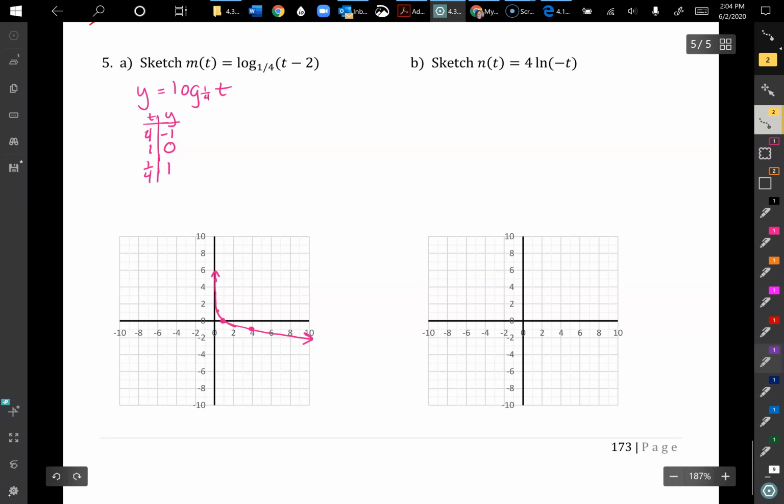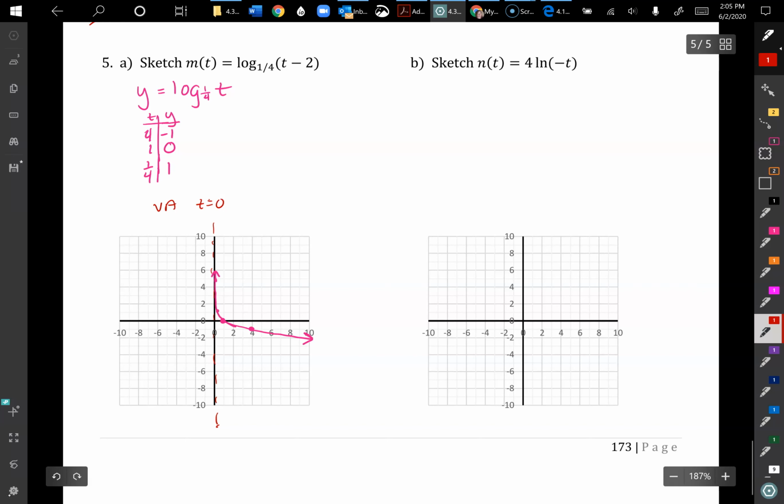Okay, so what I've done here is sketch m of t equals log base 1/4 of t minus 2. So I know I can't have t equal to 2, I have to have it be greater than 2. So I'm going to have an asymptote there for my transformed graph. But first I want to look at the parent, and I know I have to have an asymptote here. I have a vertical asymptote at t equals 0.